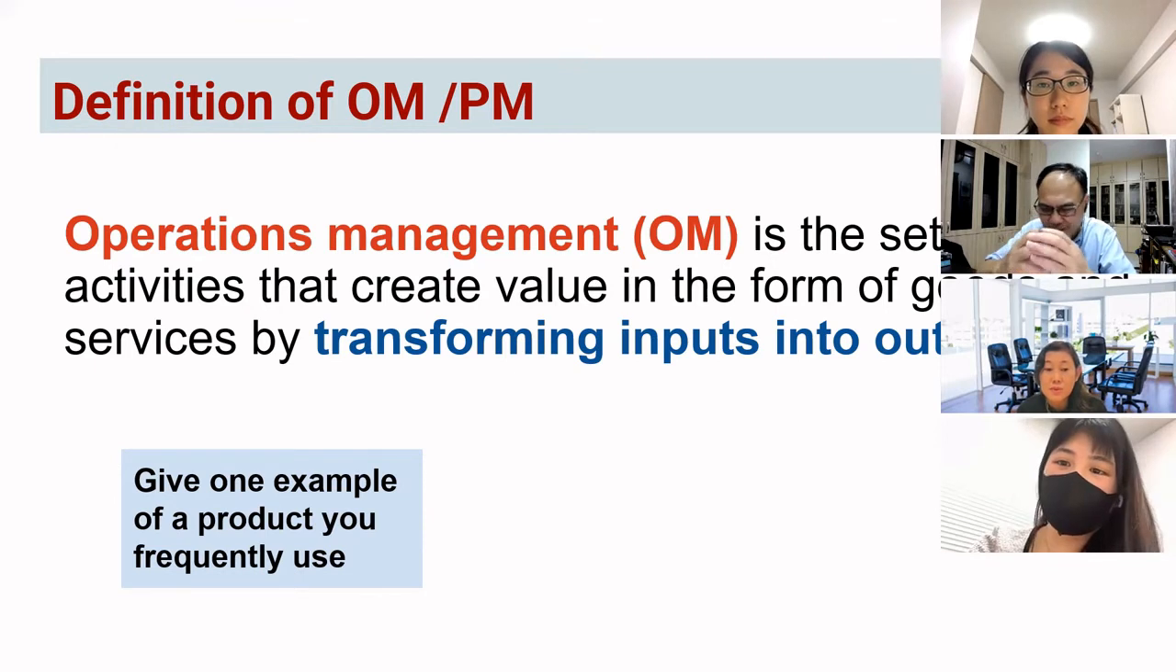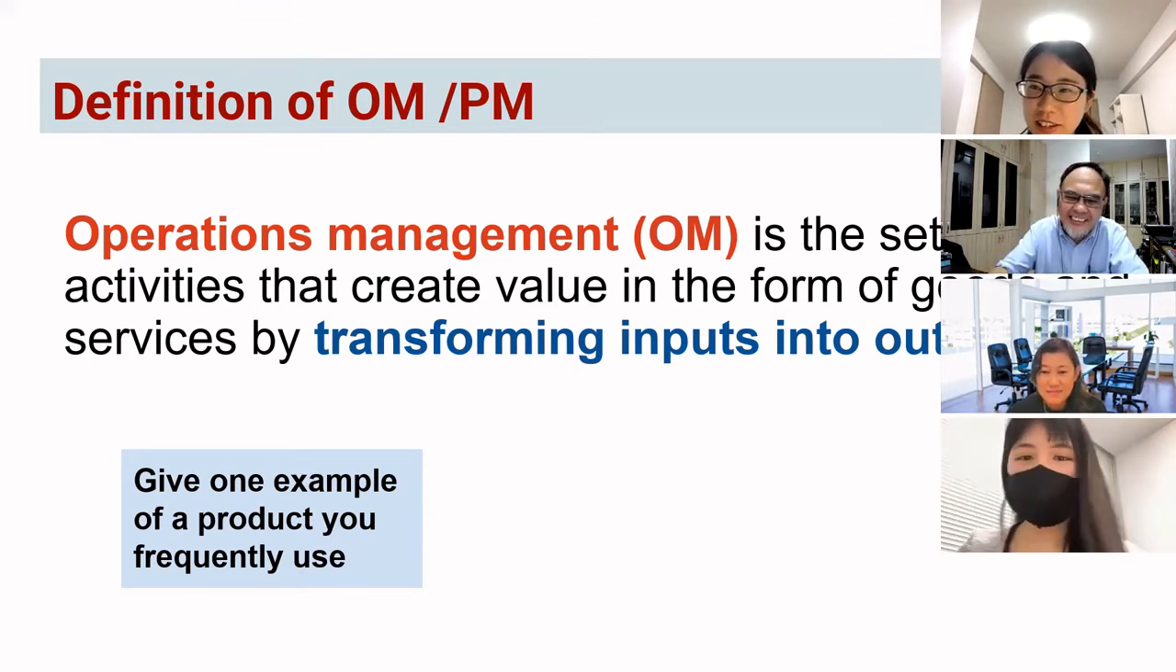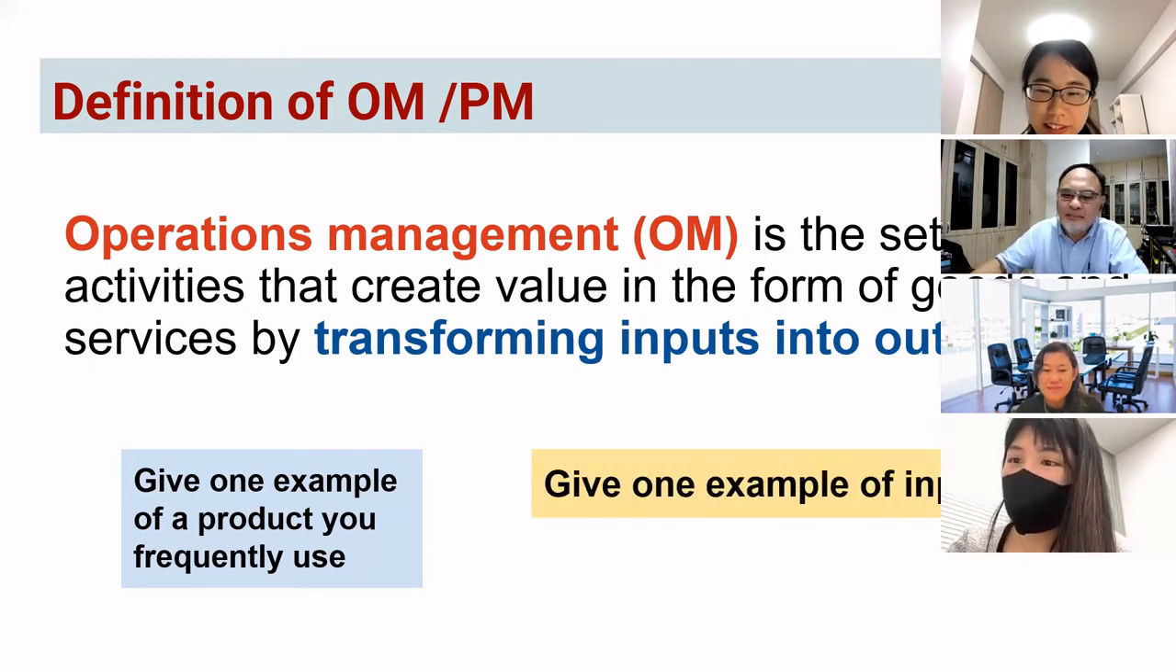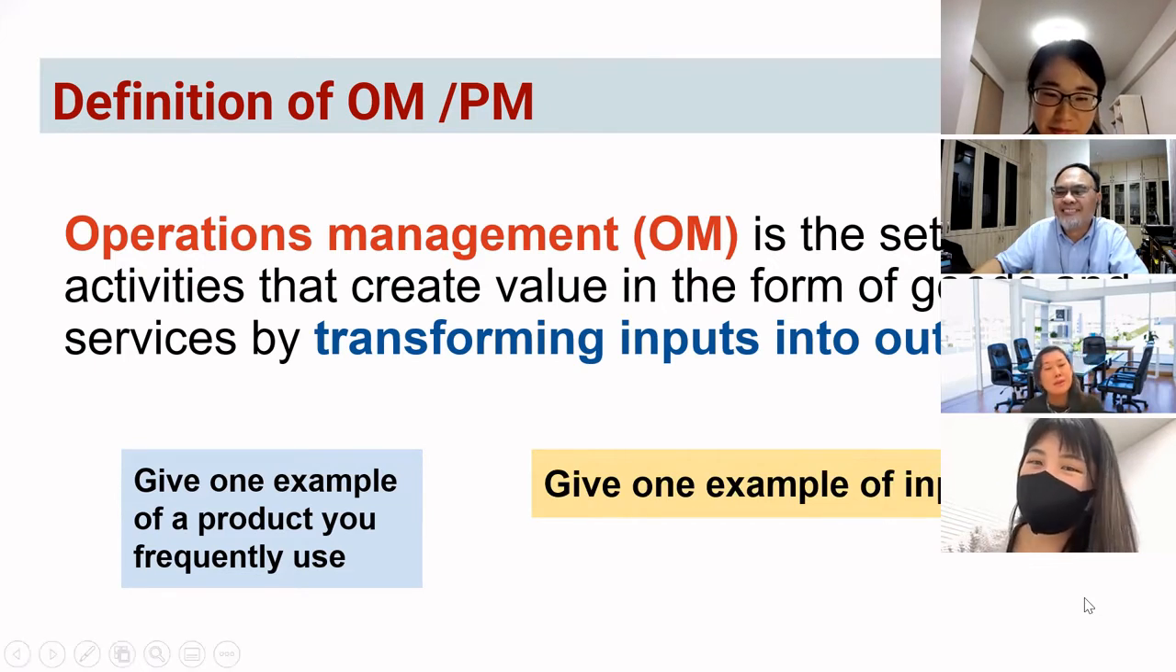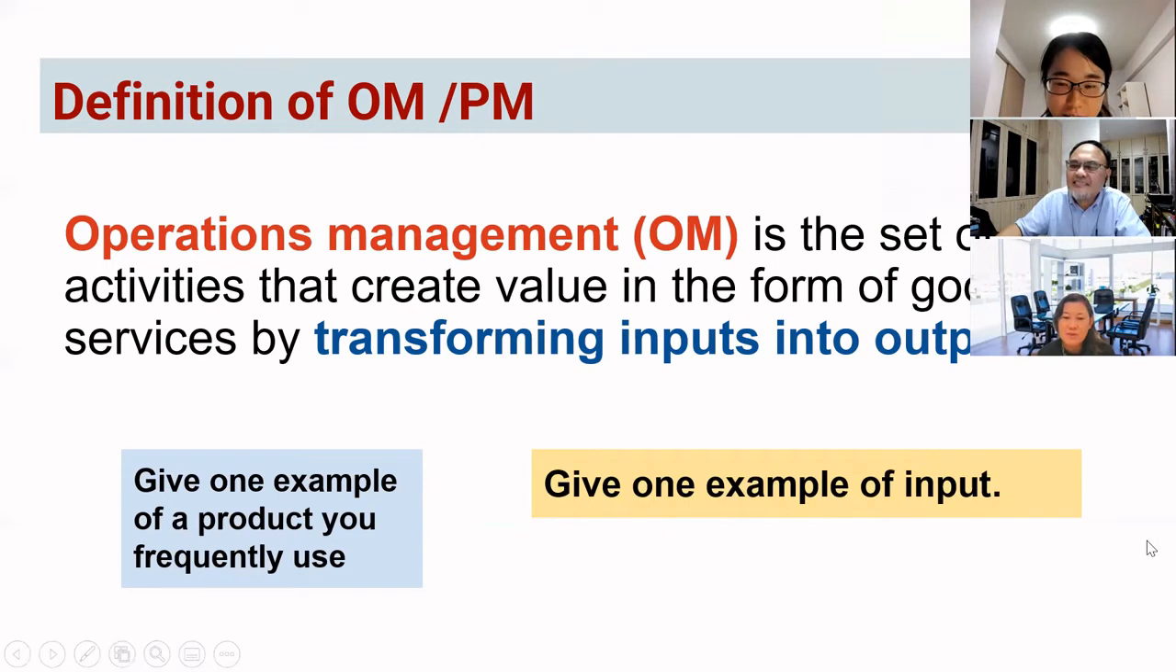Mochi. Okay, rice cake. So give me one example of the inputs for mochi. Or any product, or any food for that matter. Mochi in Japanese, mochi.